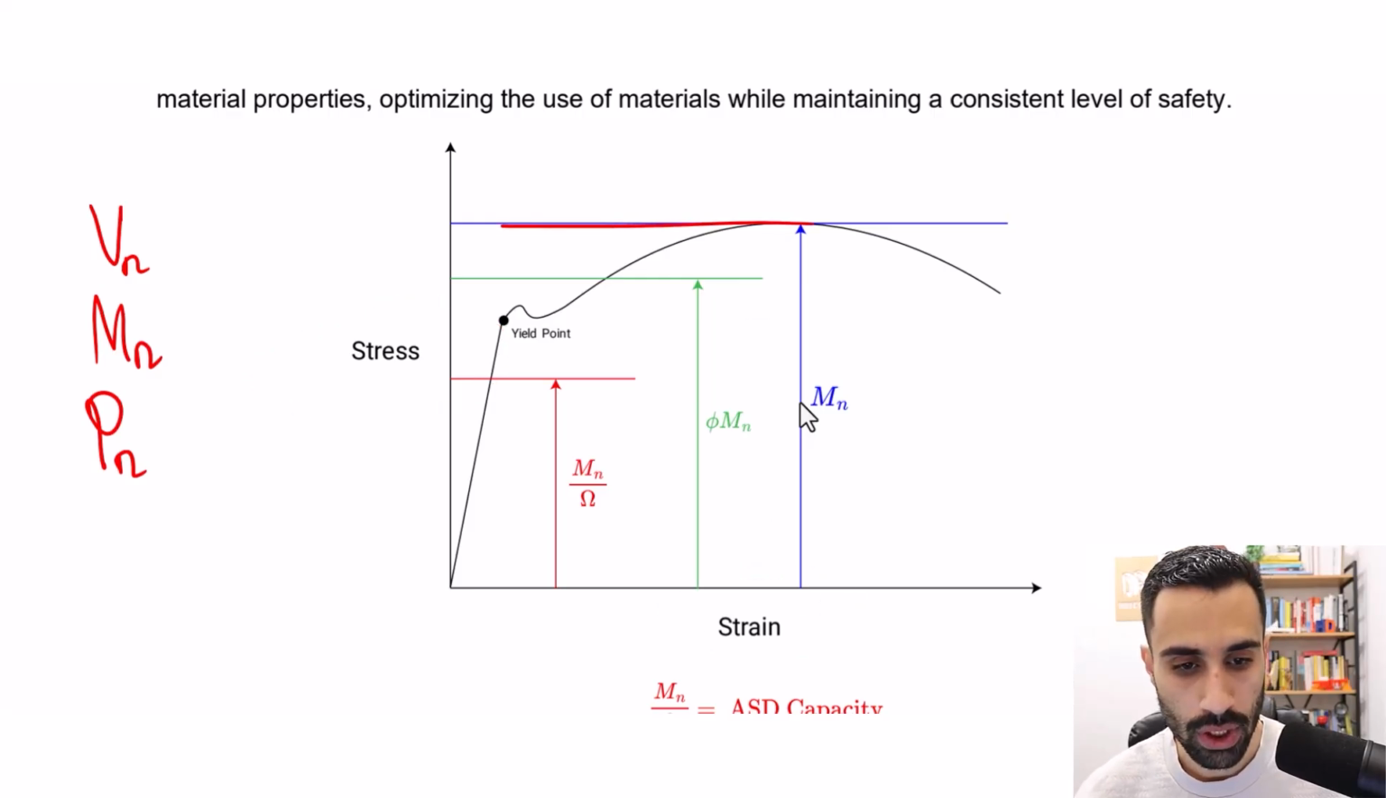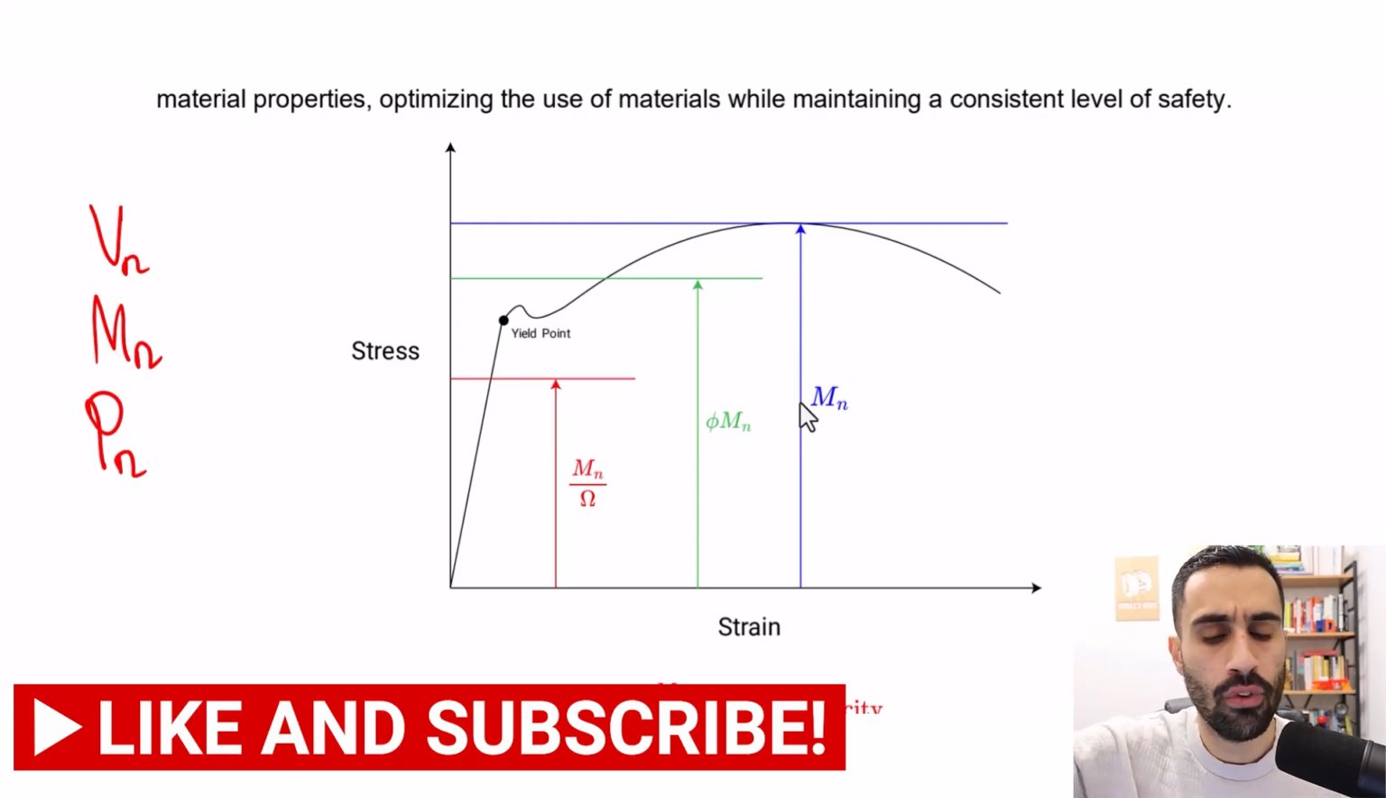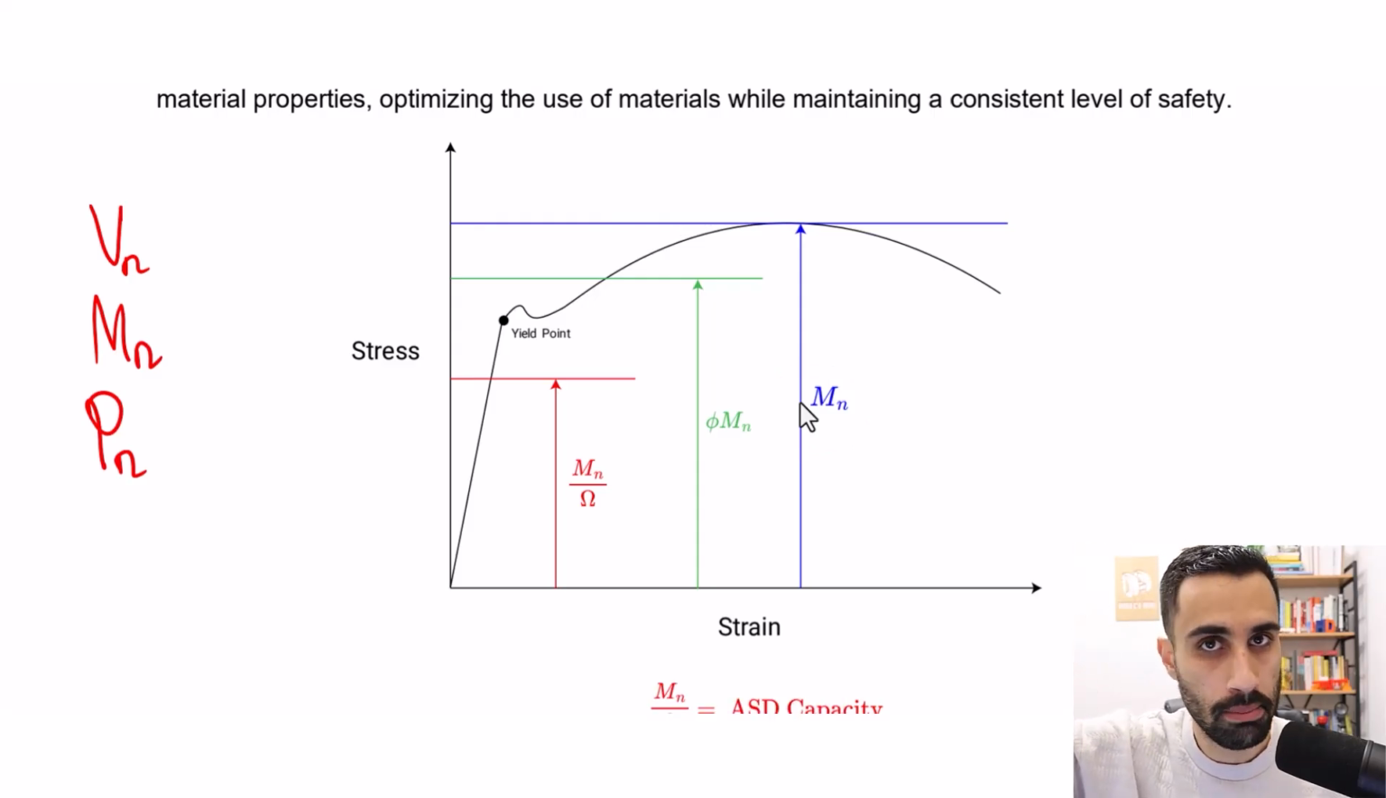We go to the very top at the ultimate. So we can get that as a theoretical value. That's the ultimate strength of the material, theoretical, nominal. Now, in this case, we're using an example of Mn for the moment strength, the flexural strength. It can be Vn or Pn. In this case, we're using Mn.